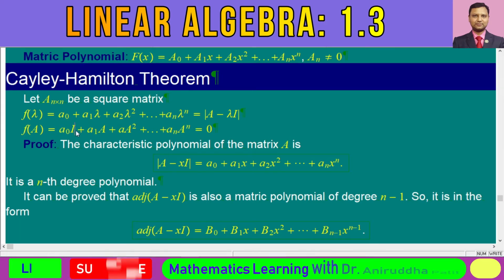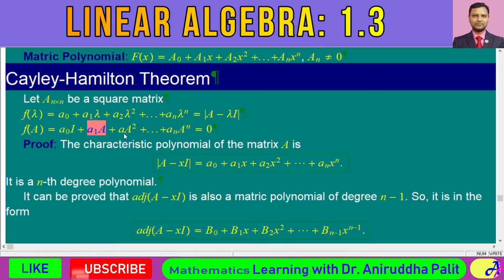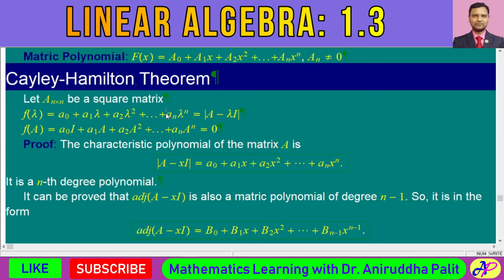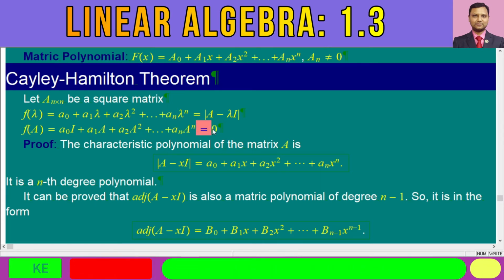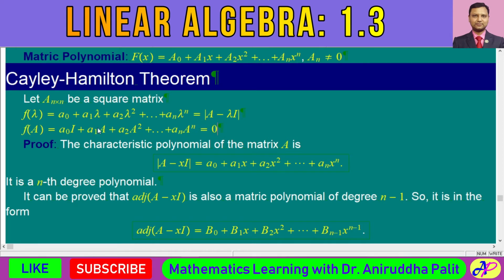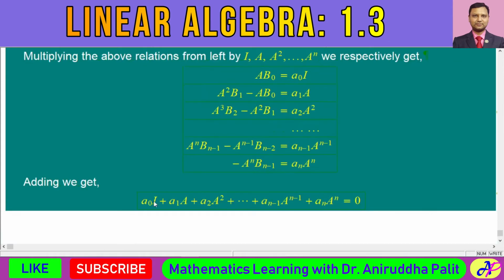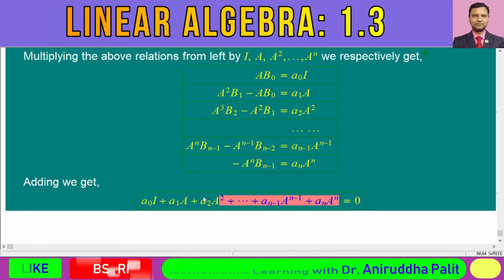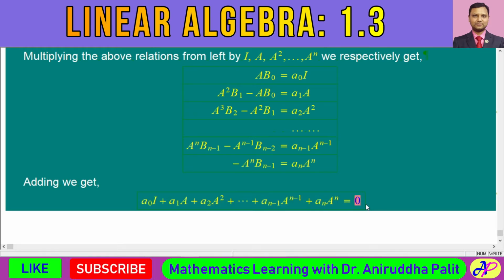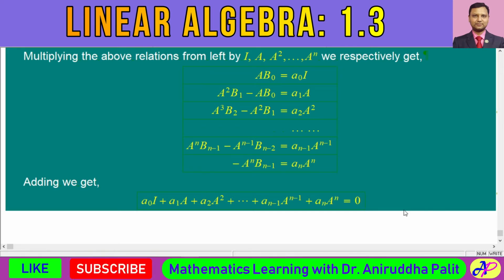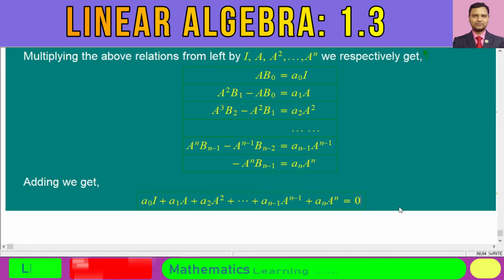So over here, a0 into I plus a1 into capital A plus a2 into capital A square, similarly an into capital A to the power of n is equal to 0. You see, we got this relation starting from a0 I to an A to the power of n. This total summation becomes equal to 0. Got it? So in this way, we ultimately complete the proof of this Cayley-Hamilton theorem.